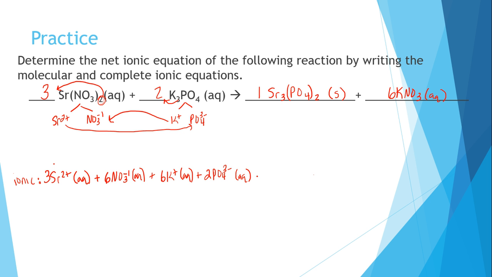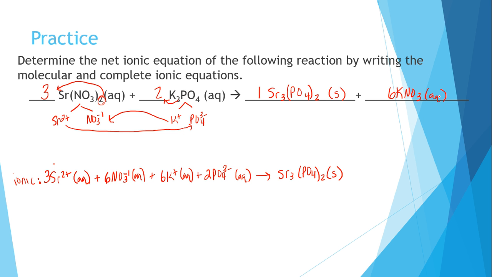From there, we have our arrow, so I'm going to go ahead and draw my arrow, and I have this compound. Well, this compound is a solid, so I am not allowed to split it. You have to write it exactly as is. So we write it as strontium phosphate as a solid. We don't change anything about it.